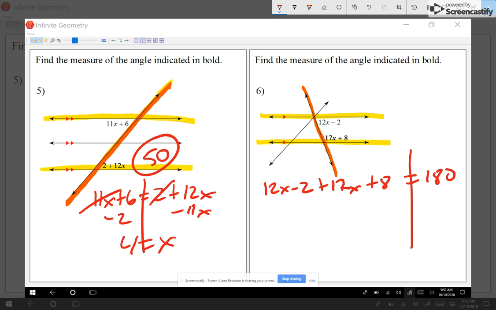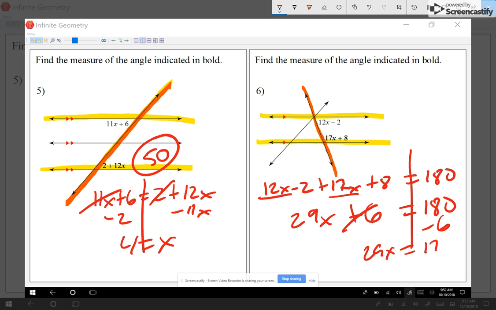Now, on the left side of the equal sign, there's a bunch of things, so let me condense it. Let me combine the like terms. 12x plus 17x, we're going to call that 29x. And then negative 2, positive 8, different signs. Subtract them, keep the sign of the larger one. So we're going to call it plus 6. I just condensed the left side. Let me subtract 6. 174, yes. So 29x equals 174.